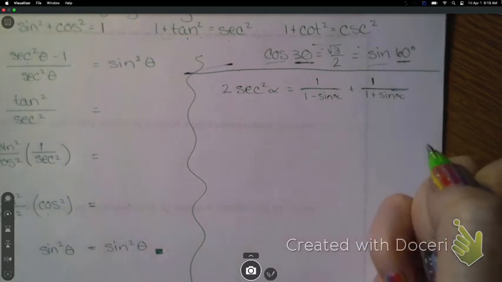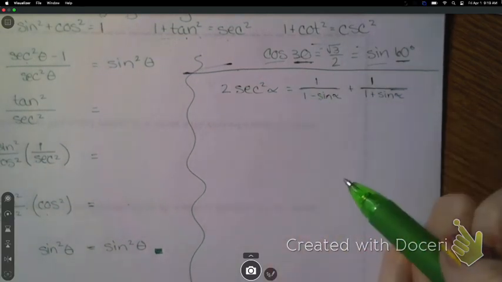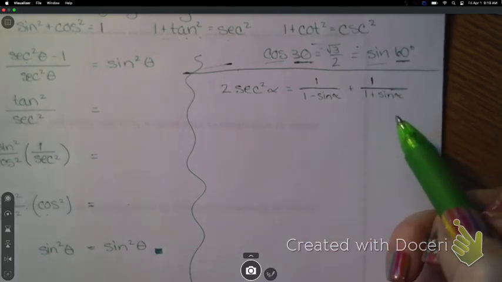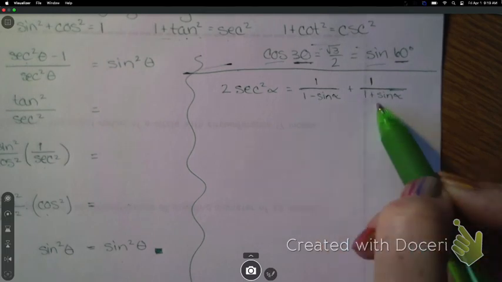Okay, which one is more complicated, left or right? The right. Has more pieces, right? Yeah. Okay, so what do you notice about the denominators?